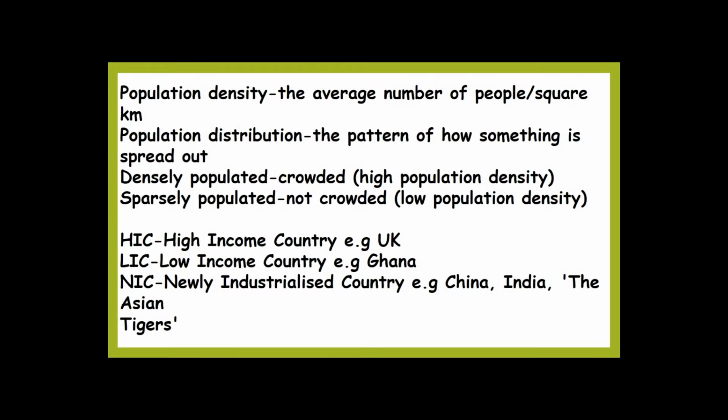NIC examples would be countries like China, India, and the sort of nickname that they've been given is the Asian tigers. They're sort of creeping up on us very quickly, becoming quite powerful and quite rich quite quickly, but like I said, not developed enough in terms of their infrastructure and their human rights and morals and ethics to be HICs yet. So any of those terms that you're unfamiliar with, pause the video here and put them down, please.